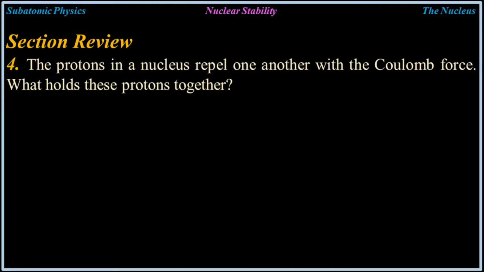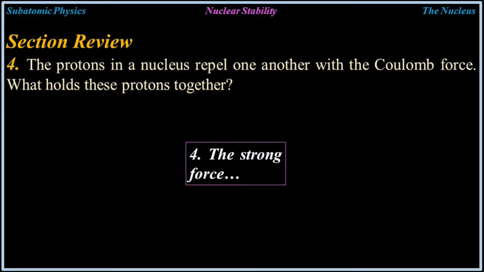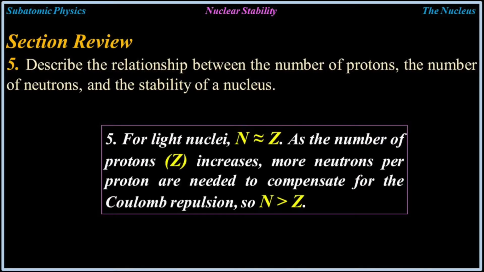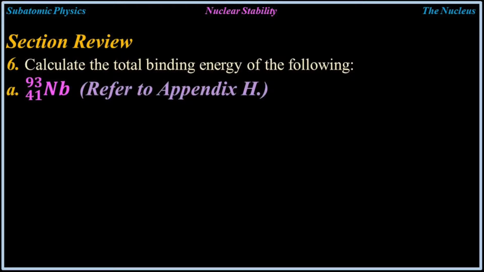The protons in a nucleus repel one another with a Coulomb force. What holds these protons together? The strong force. Describe the relationship between the number of protons and the number of neutrons and the stability of the nucleus. For light nuclei, N is approximately equal to Z. As the number of protons increases, more neutrons per proton are needed to compensate for the Coulomb repulsion, so N is greater than Z.